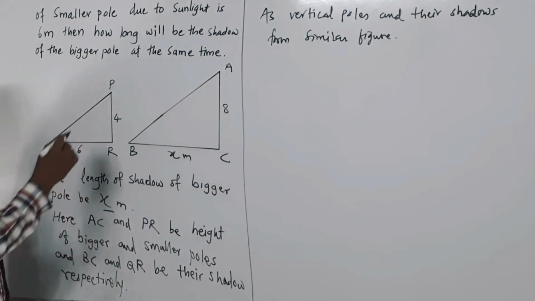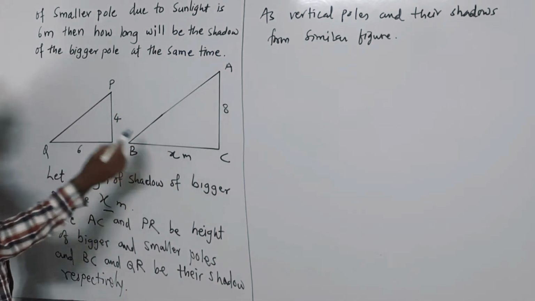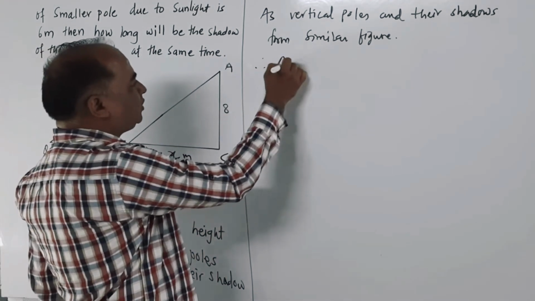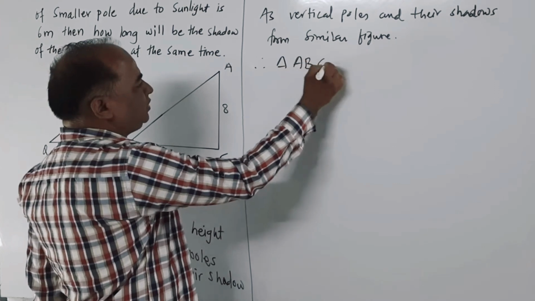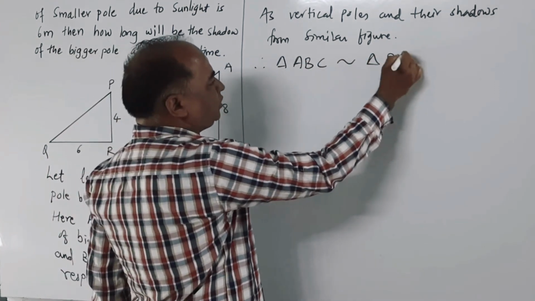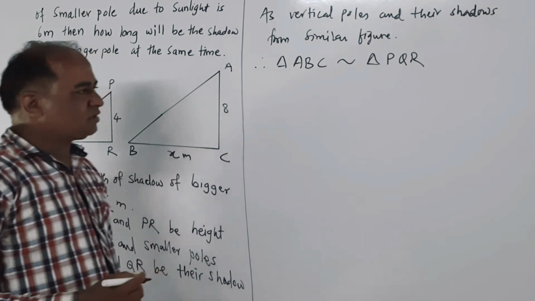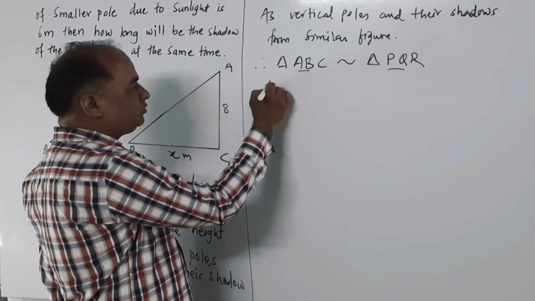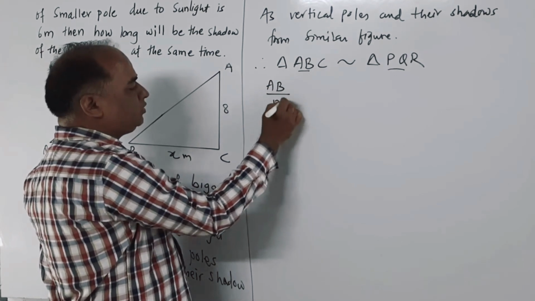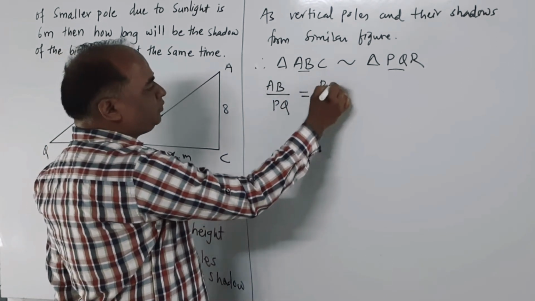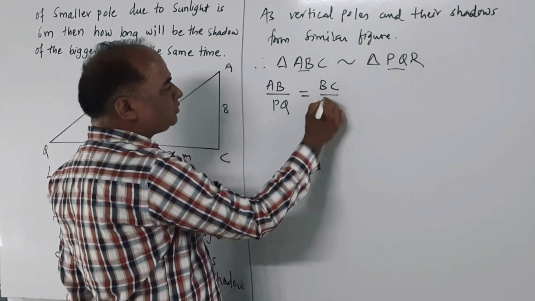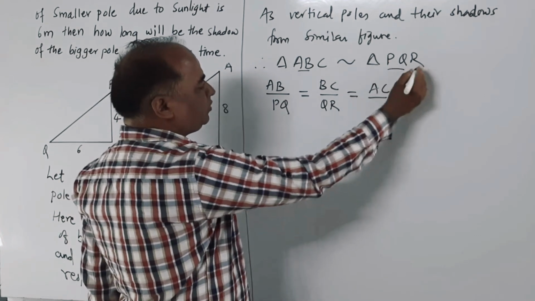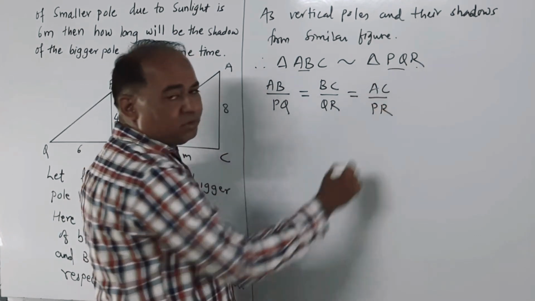They form the similar figure. Hence, triangle ABC is similar to triangle PQR. When two triangles are similar, by definition of similar triangles, AB upon PQ is equal to BC upon QR, which is equal to AC upon PR.